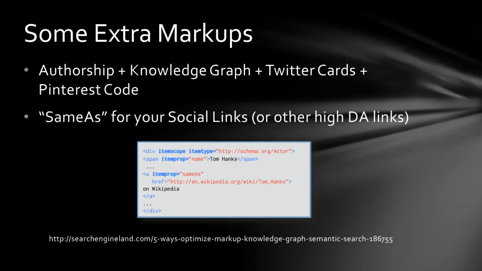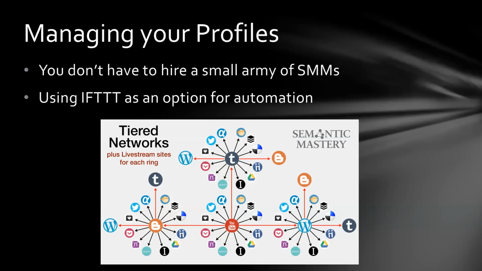Okay, if you are into automation like I am, or if you're into SEO tools, you really know that, at least for tier 1, the best backlinks that you can make right now are Web 2.0 backlinks and social backlinks. Okay guys, so I'm going to show you real quick how to do it. The answer that we have found at Semantic Mastery is to use IFTTT to manage your profiles, so that way you don't have to hire a small army of social media managers to manage all of those profiles.